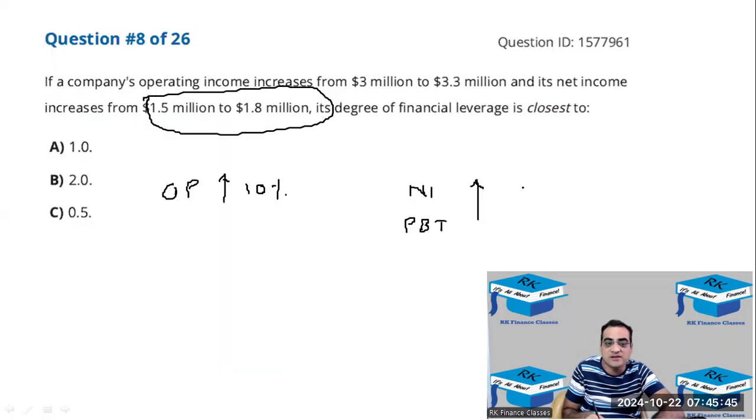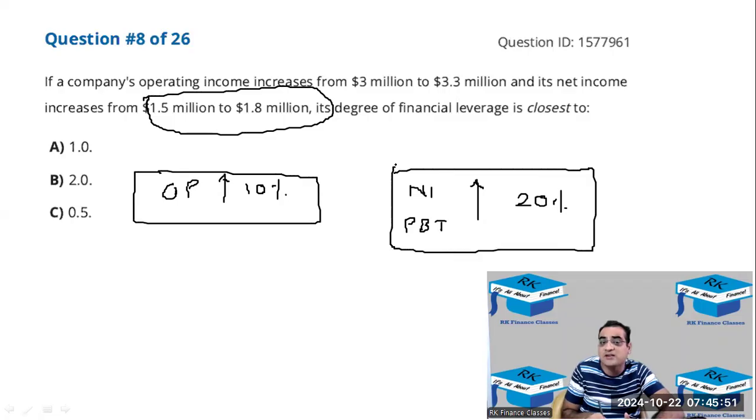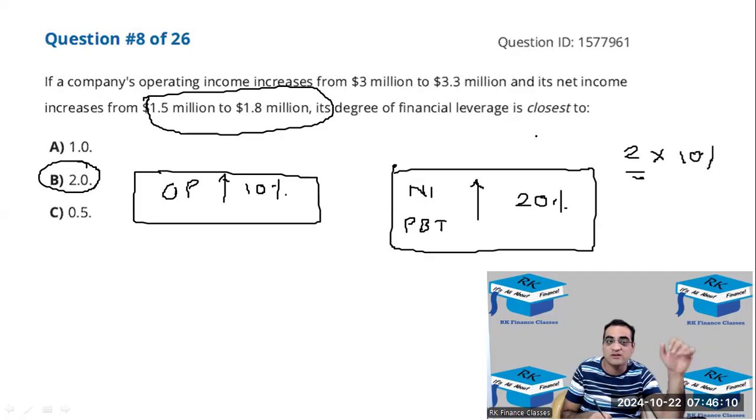That is 20%. You can clearly see over here, operating profit is going up by 10% and net income is going by 20%, which is nothing but 2 into 10%. So that 2 is nothing but your financial leverage. Operating profit goes up by 10, net income goes up by 30%, then financial leverage would have been 3. So this 20%, matlab 2 into 10%. So that means the financial leverage is 2. Any doubt, guys? Raise hand if any doubt.